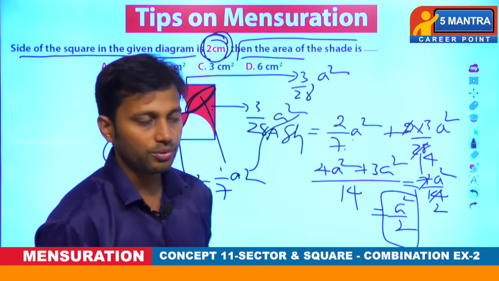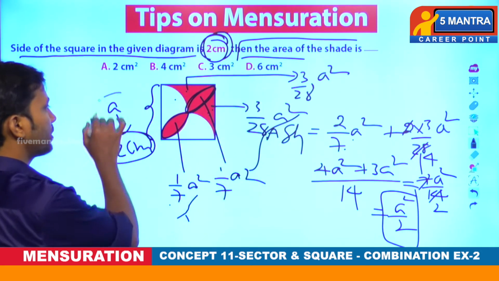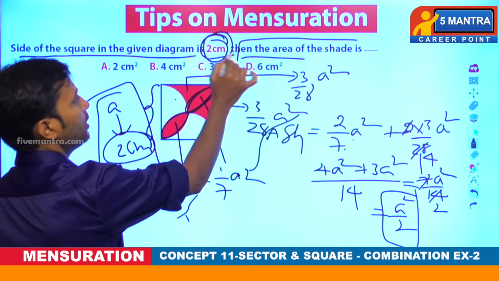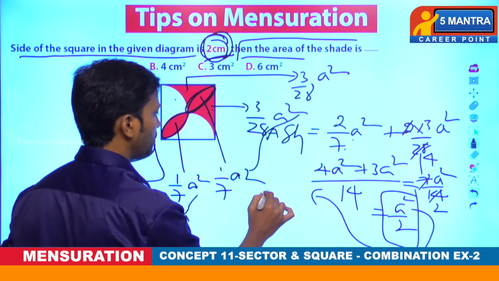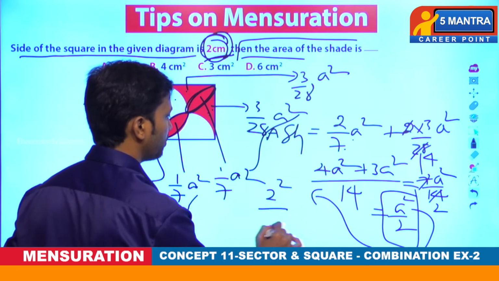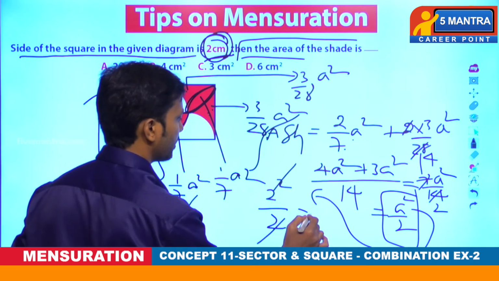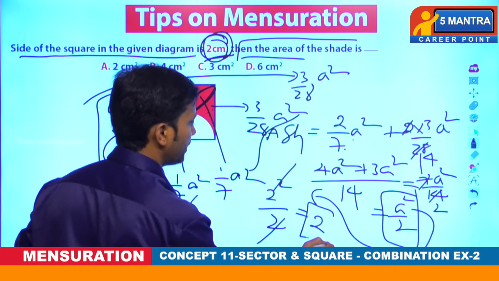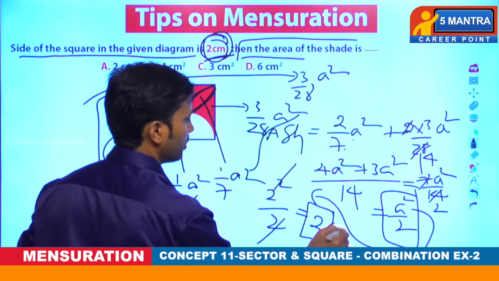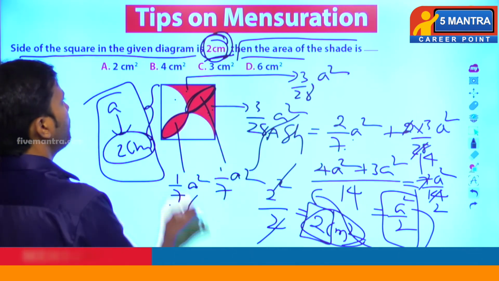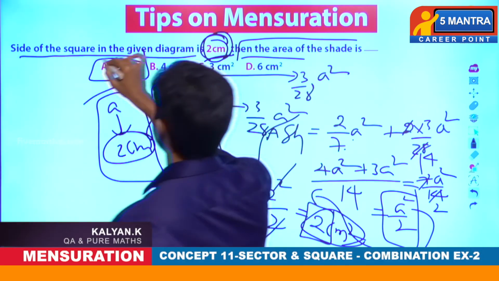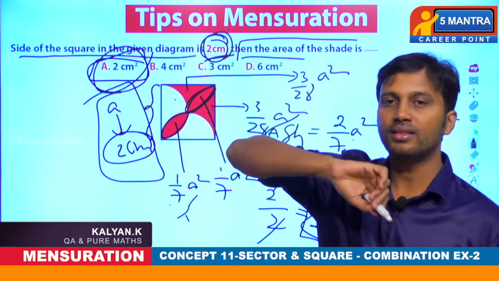A square by 2, where a means what? Side value is given as how much? 2 centimeters. Put it here now. That would be how much? 2 square by 2. So what is the answer? 2 centimeters square, or not? What is the answer for you? 2 centimeters square. So which of the options is correct among the given ones? Option A is the correct answer.